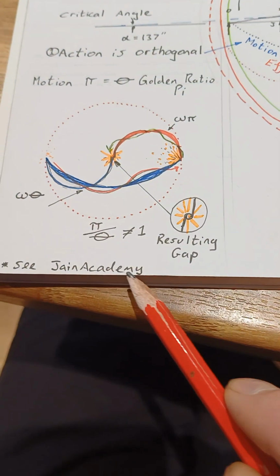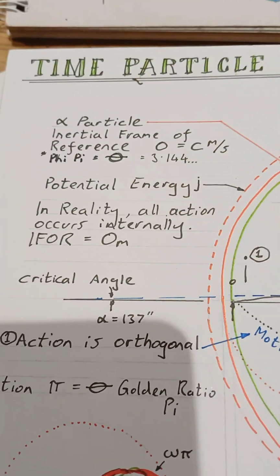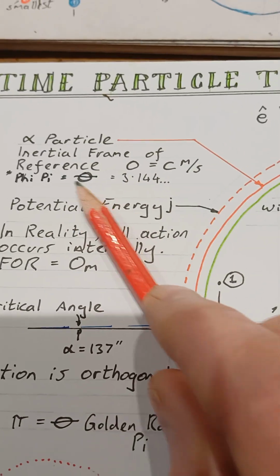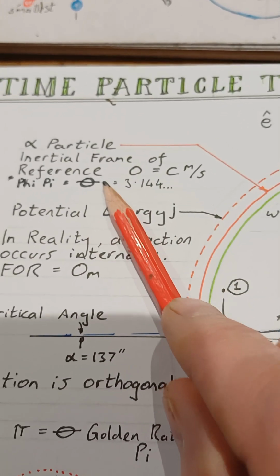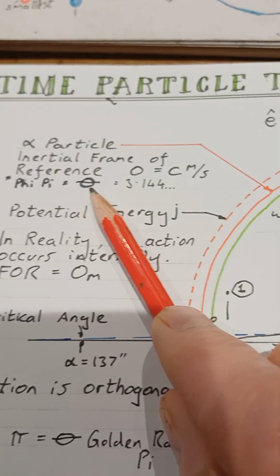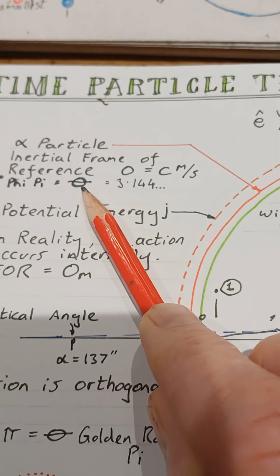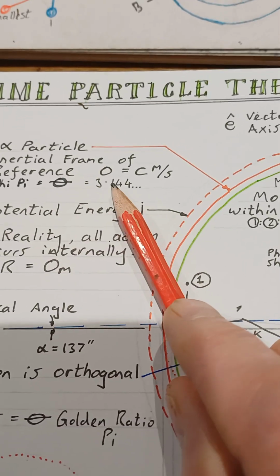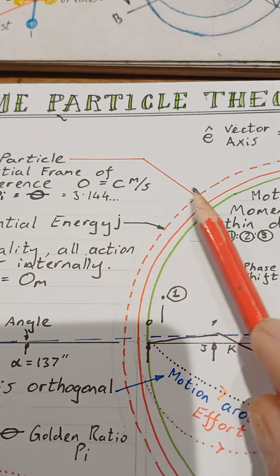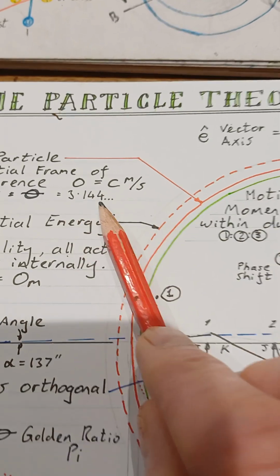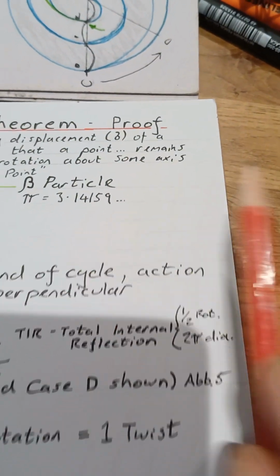And I saw a lovely video by this guy, Jain Academy, check him out. So he's got all the background for that. He'll explain how he constructs this symbol, and it means the golden ratio pi. It's based on root 5. Go and check him out. And the answer is 3.144, and it's a bit more repeating, but look, it's bigger than our standard pi.